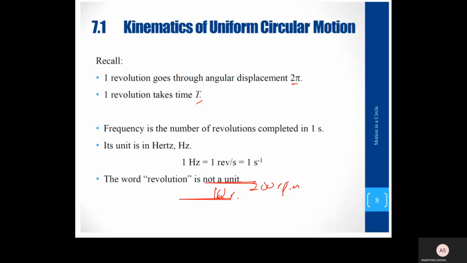How do you convert RPM to radian per second? What do you do? 200 revolution. 1 revolution, how many radian? 2 pi. So 200 revolution, you want to change to radian, you times with 2 pi. Over minute, you want to change to per second, so divide by 60. So to change RPM to radian per second, you times with 2 pi over 60. Radian per second is the SI unit, easily used in the formulas.